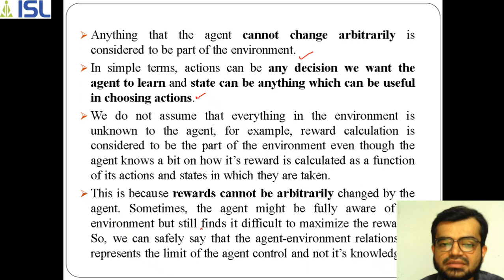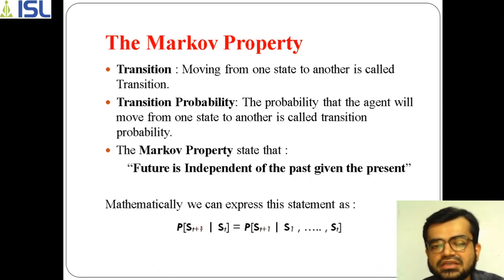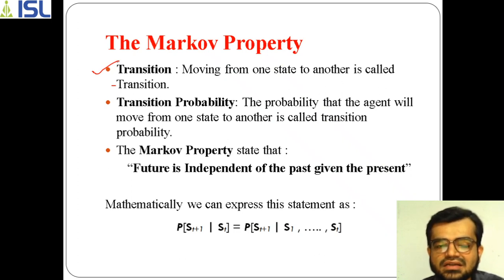Now these are the basics, but before we go to the Markov decision process, we first need to know the Markov property. As I already mentioned, we have discussed the Markov process, first order Markov process, and second order Markov process in the previous unit. Still, we need to revise what transition is: changing from one state to another state is called transition. What is meant by transition probability? It is the probability by which an agent will move from one state to another state.